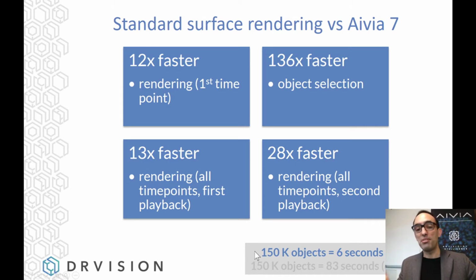And we did quite a bit of testing with many data sets, and this is an example just for you to get a sense of how long things take. For the 5,000 cells, it's nearly instantaneous, like a second. If you have 150,000 objects in one scene, in one time point, then it takes about 6 seconds for the first playthrough, so the first load and render. Of course, when you play back, it's nearly instantaneous. It doesn't stop because it has cached everything. And the same data set with the same number of objects in other tools and in Avia 6, the old version, would take 83 seconds.